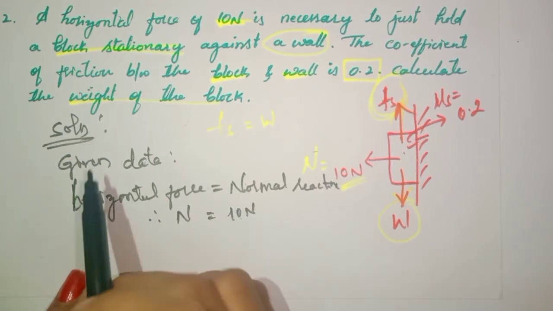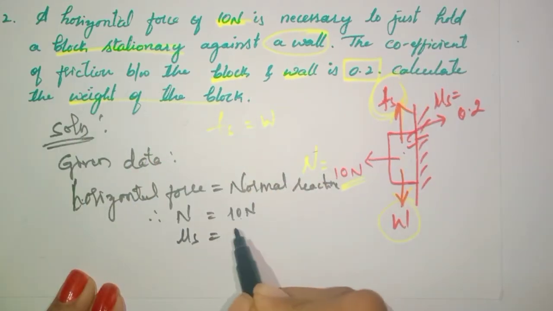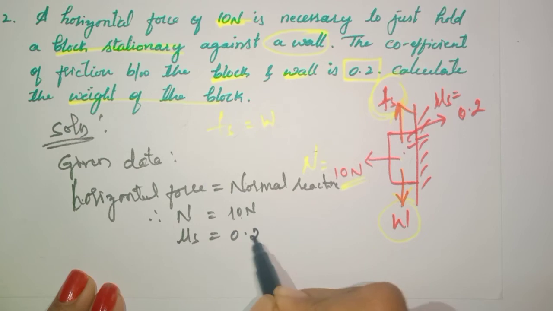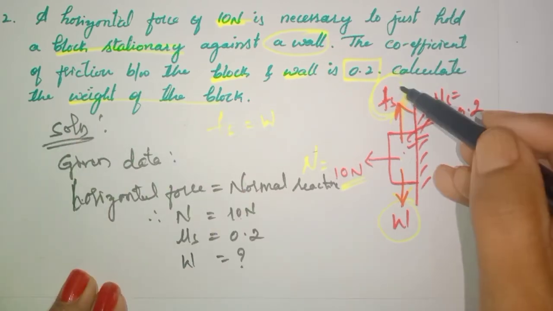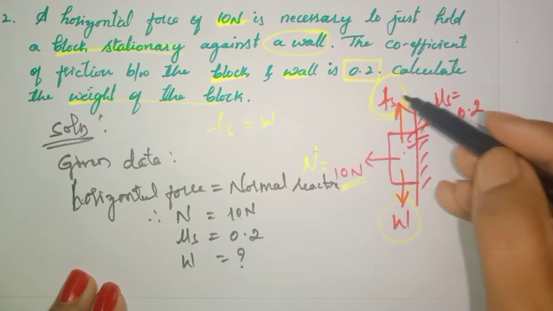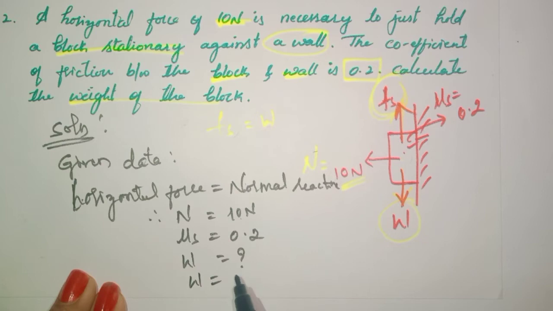And what else they had given? They had given coefficient of friction, which is mu s is equal to 0.2. Calculate the weight of the block. W is equal to question mark. As I told, weight of the block is balanced by this static friction. We can write W is equal to Fs.